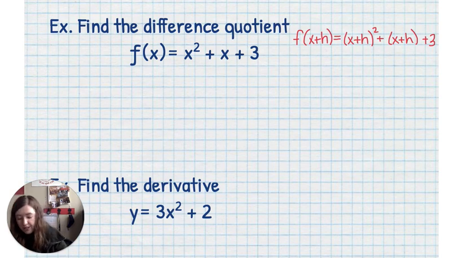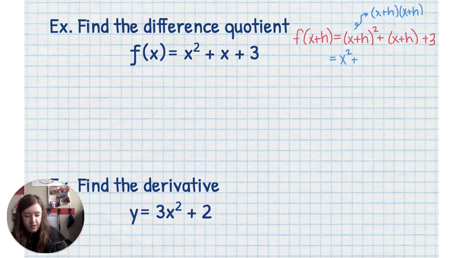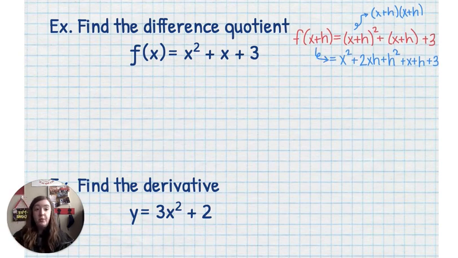Now remember, when we square something, we multiply it by itself. So you're going to multiply x plus h times x plus h. When you multiply that out, you're going to end up with x squared plus 2xh plus h squared. And then we still have that x plus h, and then plus 3 there at the end. So there's what f of x plus h is equal to.